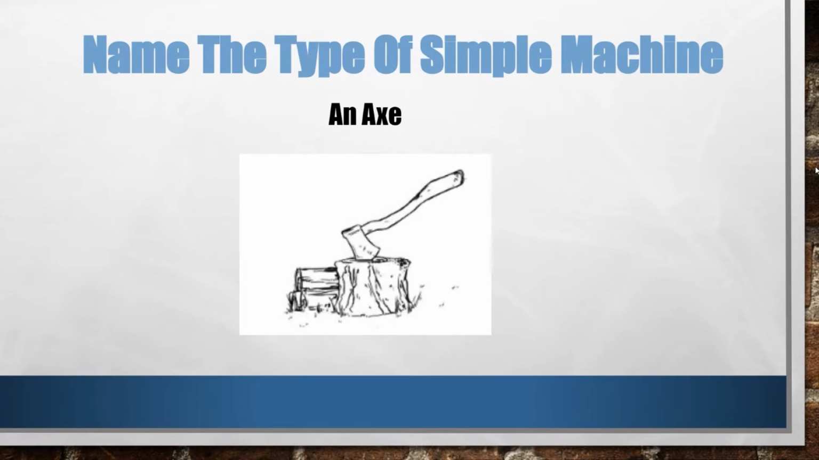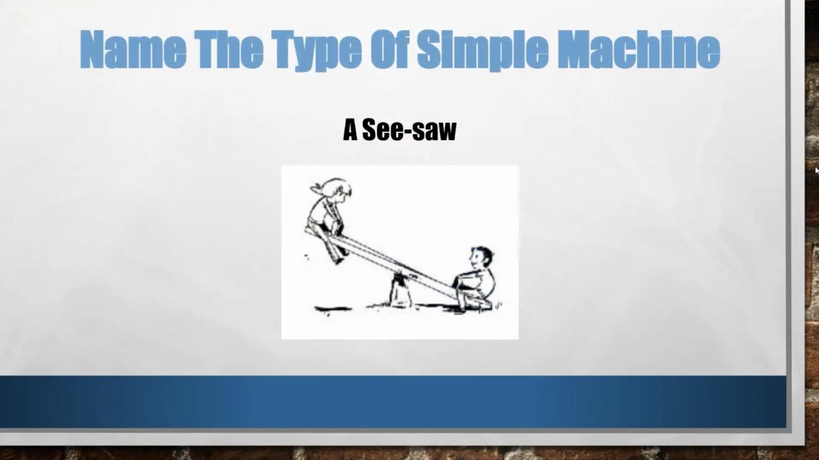All right, let's go. Wedge, definitely. So if you thought of a wedge, the blade part of the axe would function as the wedge. All right, let's try another one. So here we have a seesaw. I know children love to play on the seesaw. What type of simple machine is that? A lever. Beautiful. All right. Let's try a few more.